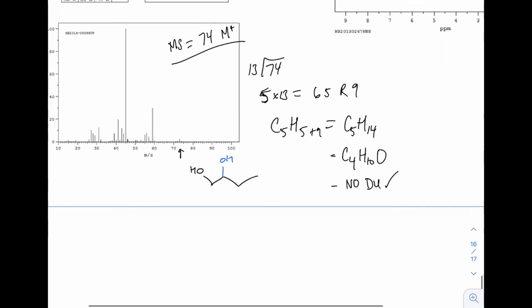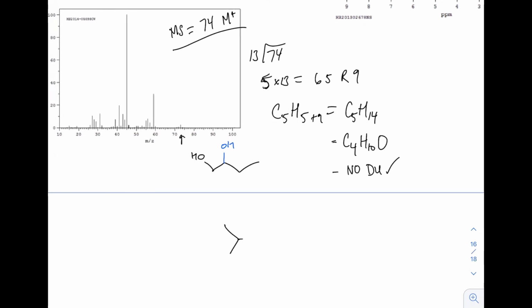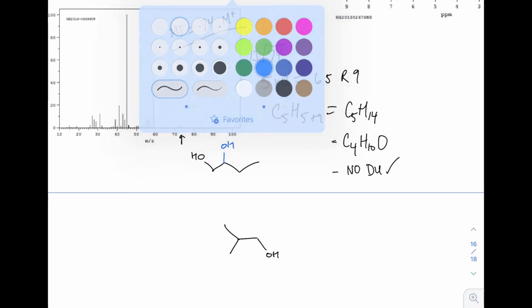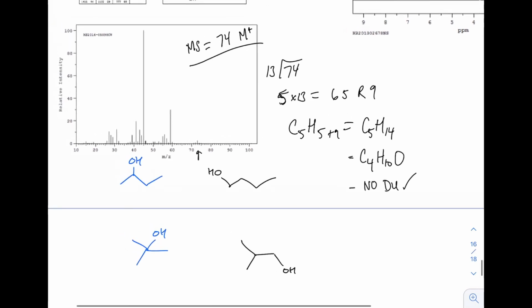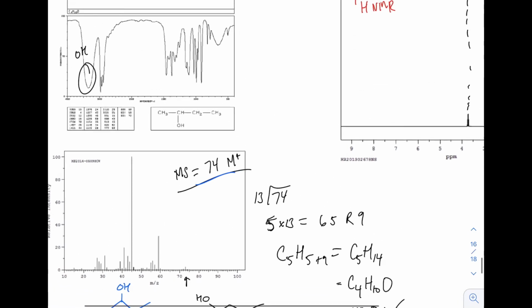And then let's see, what is another option? I guess technically you could have something like this where the OH is here, or it could be here as well. So maybe this, I don't want this to be confusing, so let me just erase that. Let's draw the blue structure where we have, boom, boom. Okay, so now these would all technically satisfy the mass of 74 as well as the OH peak here.